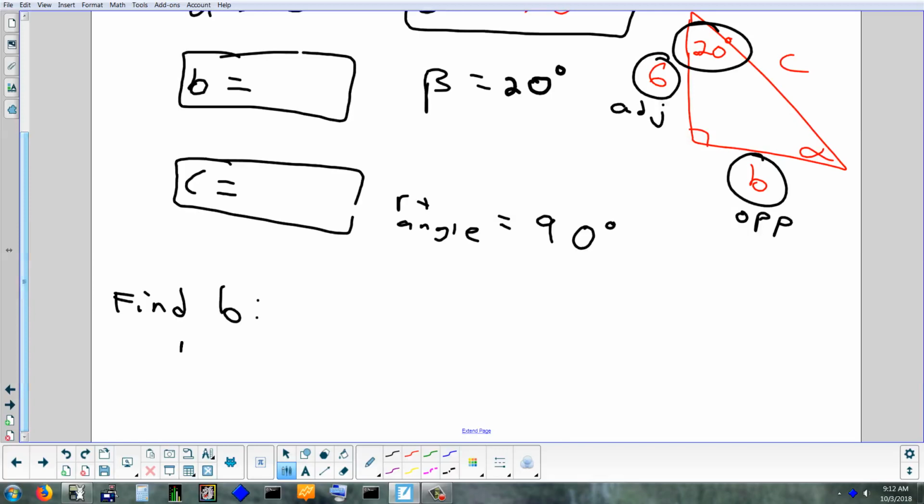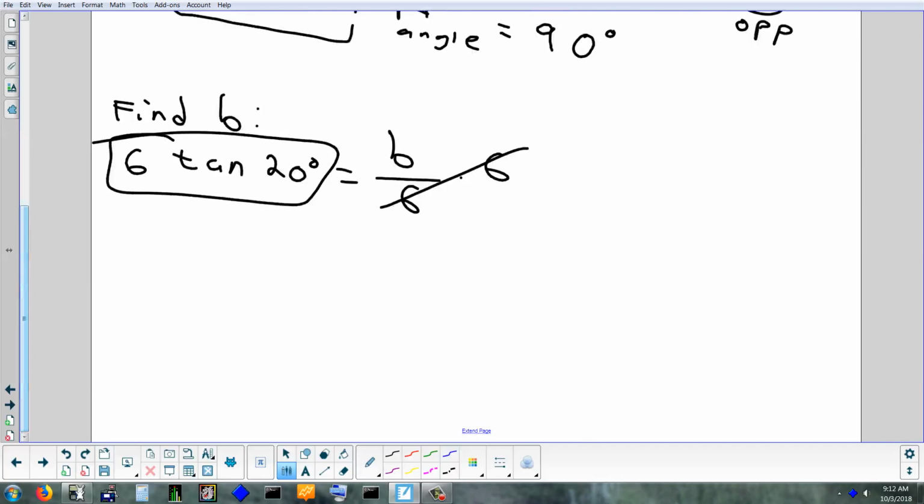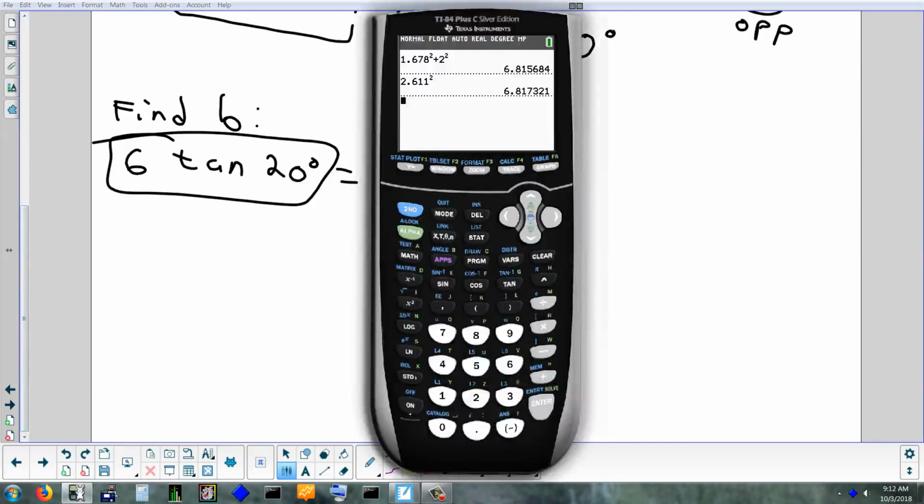It's not always going to work out to be tangent, but this time it did. So the tangent of 20 degrees equals, what would be my fraction on the other side? B over 6. This is the case where the variable's in the top, so all I have to do is multiply both sides by 6, and I'm done. So B is 6 tangent 20. If you type it in, make sure you're in degrees. 6 tangent 20, and you get 2.184. Remember, if it's a 5 or higher, you're going to round it up.